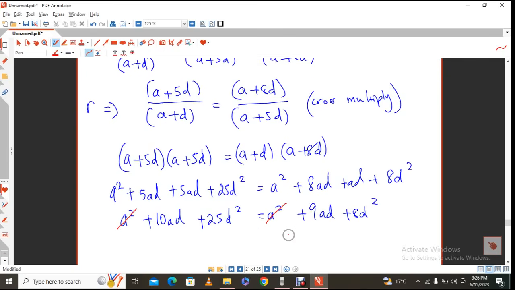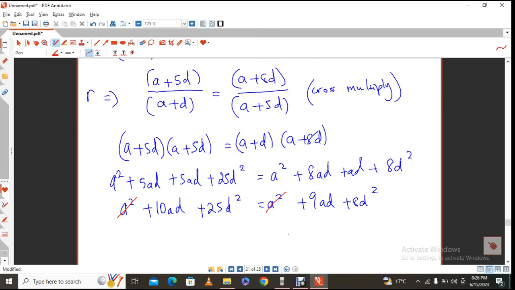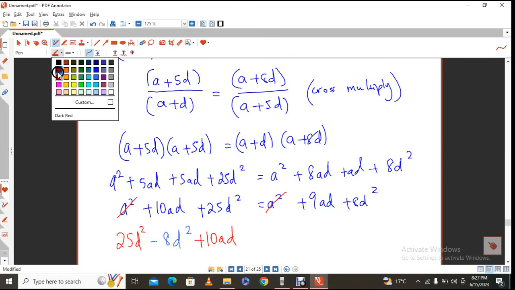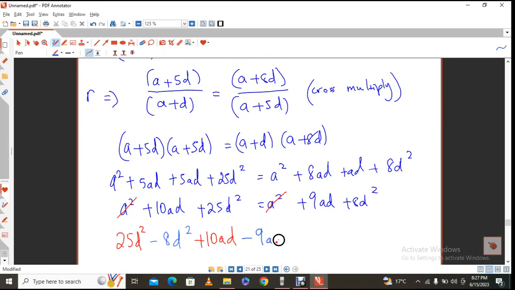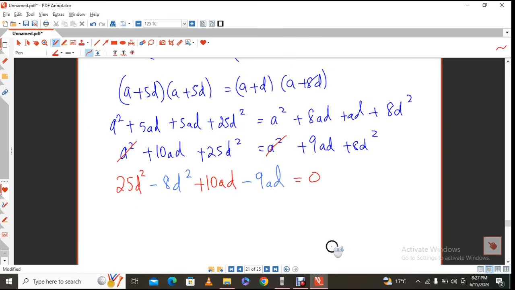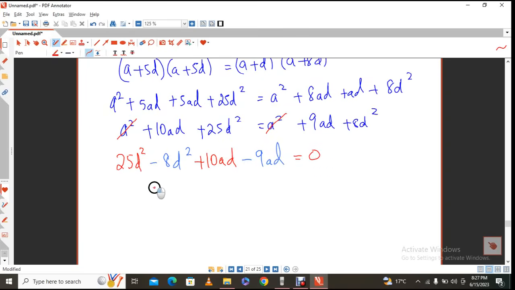Then I have nothing, but if I bring my 25D squared and I bring its friend over, the friend, which is 8, now going to be subtracted. Okay, then I have another 10AD, and I bring its friend over. I'm going to have a minus 9AD, and I'm going to let all of the stuff equal to 0. So far, so good. So, of course, this gives me 25 minus 8, that is 17D squared, plus AD, that is 10 minus 9, in the view of 1, equals to 0. Taking out D is going to be D(17D plus A) equals to 0.